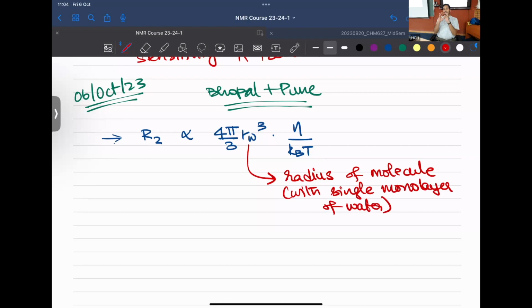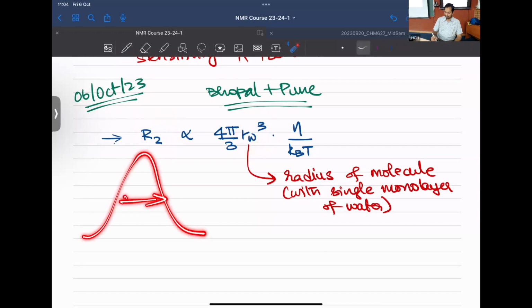So if you assume that the molecule and its first shell is made of water, and if you assume it's a sphere, then R2 is proportional to the size of the molecule. As the size of the molecule increases, R2 increases. If R2 increases, the line width, which is R2 by pi, also increases. Meaning that as you go to larger and larger molecules, the resonances will become broader and broader.